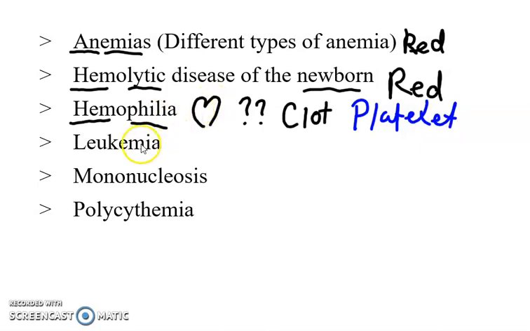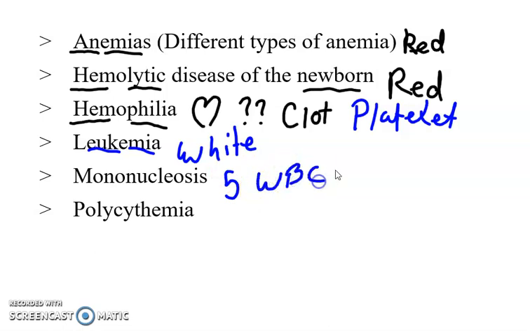Now, this guy is leukemia. When we're talking about leukemia, leuco is white and emia is blood. So this is definitely going to be a problem with your white blood cells. Mononucleosis, you should understand that the monocyte is one of your 5 white blood cells that we learned about. So this is also going to be a white blood cell problem. Now let's do my last one.